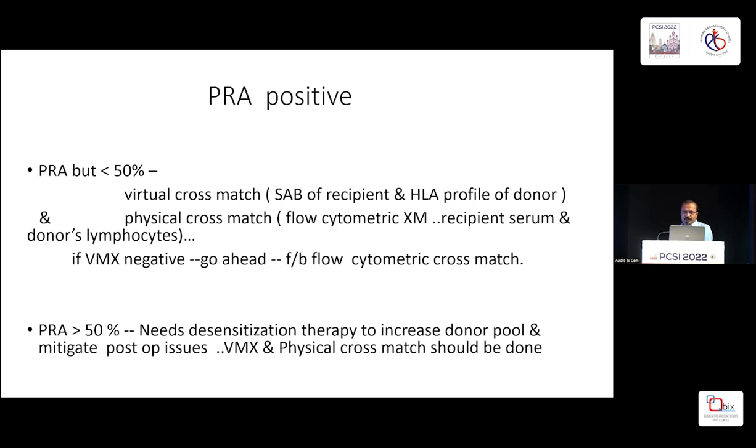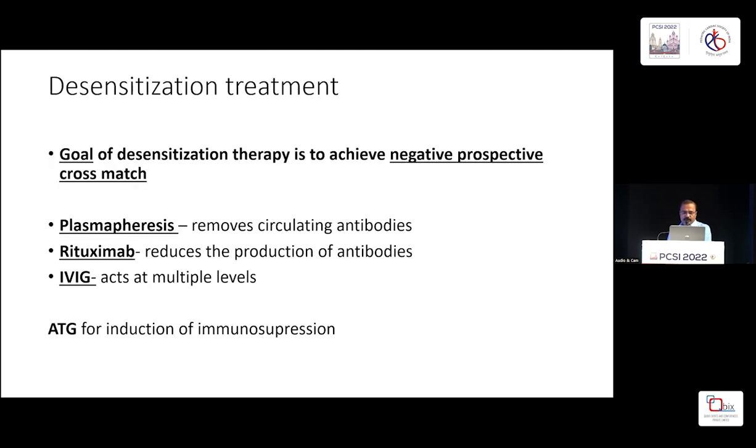When the PRA level is more than 50%, this patient needs desensitization therapy to increase the donor pool and mitigate the post-operative complications. So in these patients, virtual cross match and physical cross match is mandatory. If there is any mismatch, the heart should not be accepted.